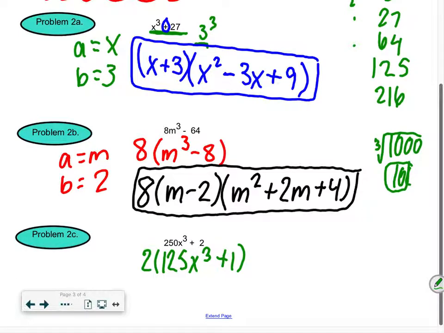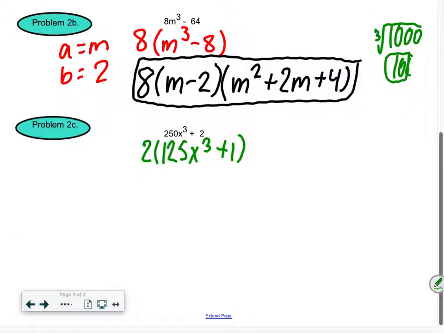This one's a little bit different. My a term, just like the b term, is not 125. What do you think I should do to that 125? Find the cube root of it. Well, 125 is in our list, so I know it's a perfect cube. What number times itself two other times is 125? 5. So that means that my a is 5x.